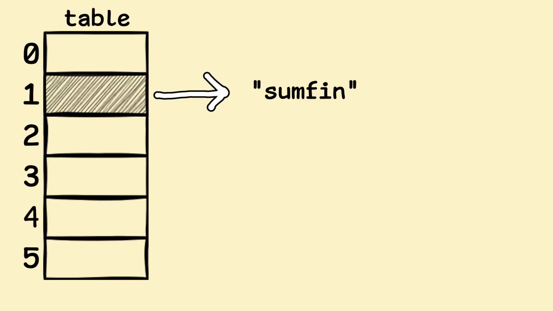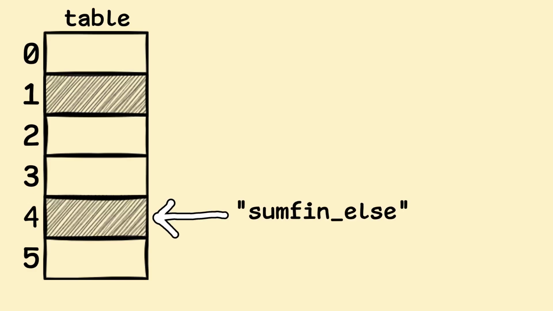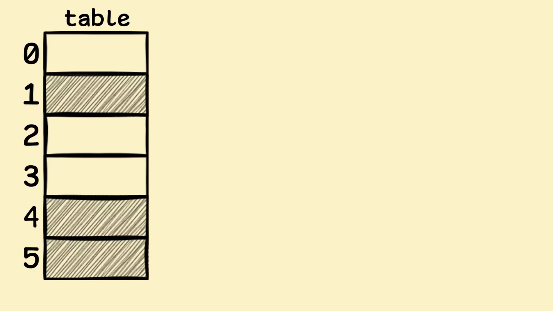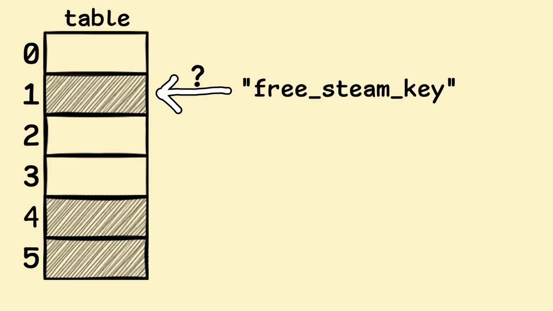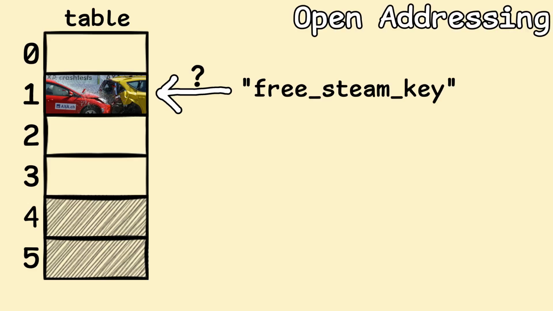We can write to our table over and over again, but sooner or later we're gonna come across a case where the cell with the calculated number is already occupied. This is called a hash collision. There are different ways of handling it. The most common ones are open addressing, of which the simplest version is called linear probing.